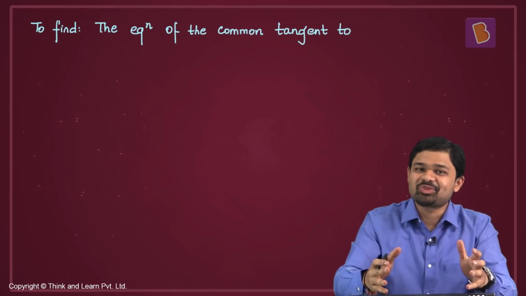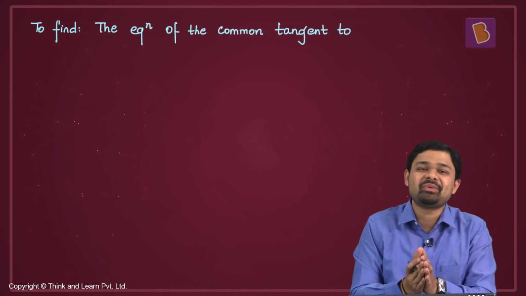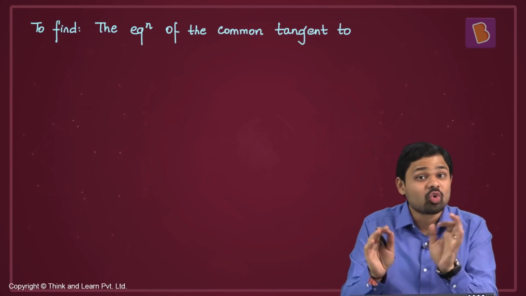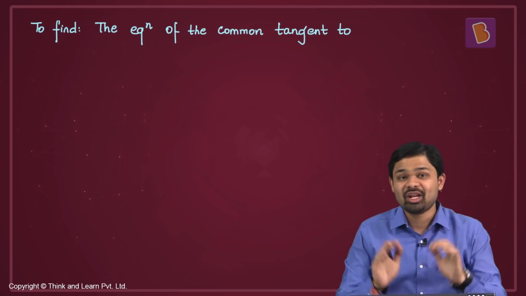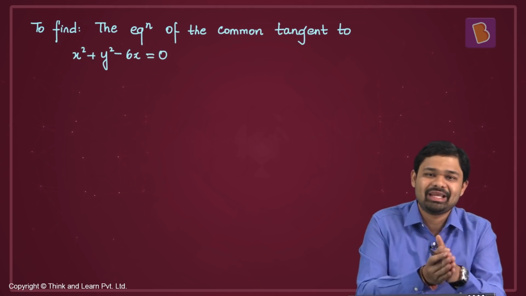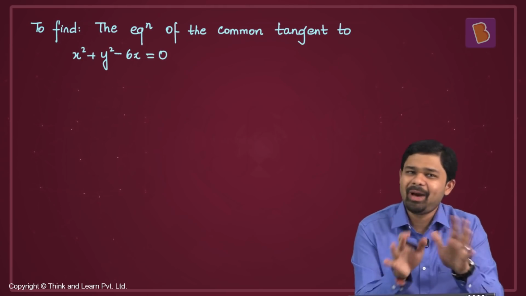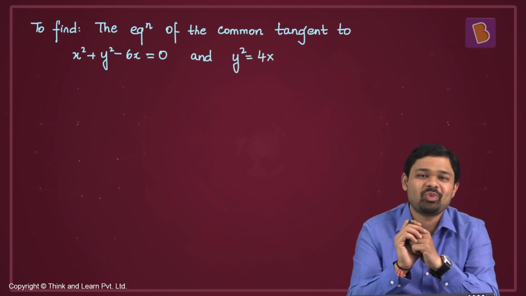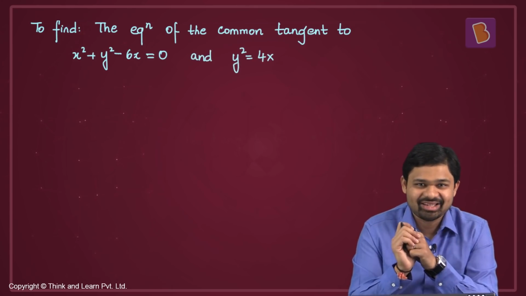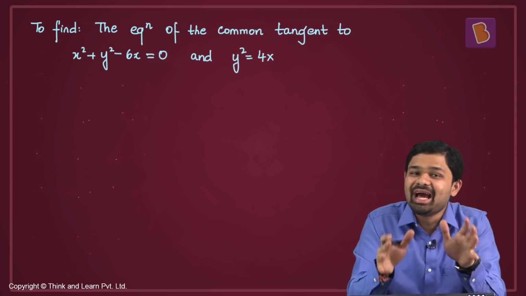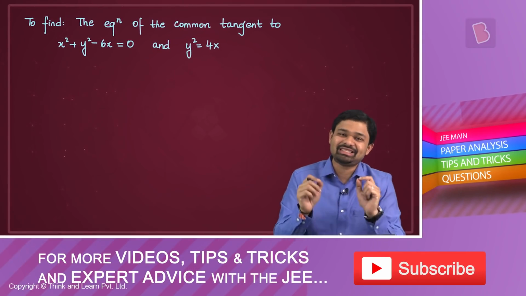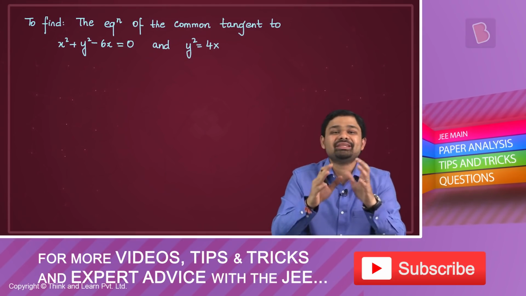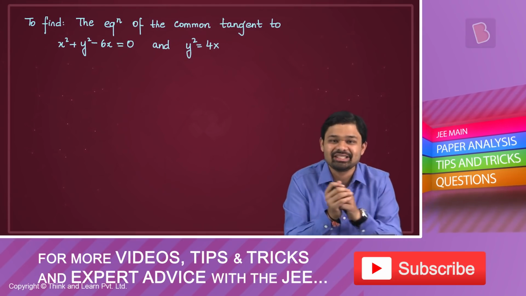The objective in this question is to find out the equation of a tangent which is the common tangent to a circle as well as a parabola. Now, what is the circle? x square plus y square minus 6x equal to 0. The parabola is our standard parabola, y square is equal to 4x. Now, you all would be lying if you said that you do not know how to solve this question, because this is a very standard question from the section on conic sections and circles.